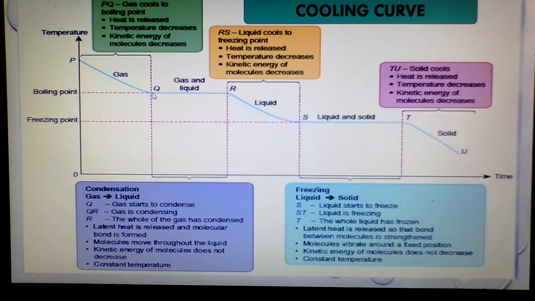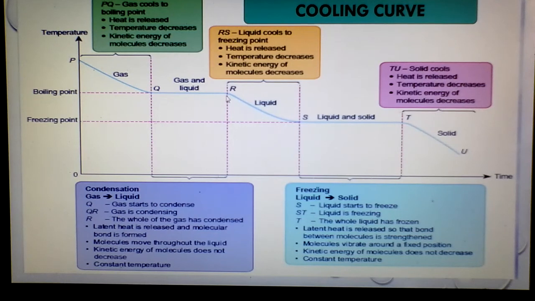Okay, so at Q, it reaches the boiling point. Here, the gas starts to condense to become liquid. So QR, the gas is condensing. Latent heat is released, molecular bonds are formed, molecules move throughout the liquid, and the kinetic energy of molecules does not decrease, so the temperature is constant. Here you can see for QR, the gas is condensing, so the amount of heat that is released, we call it latent heat of vaporization.